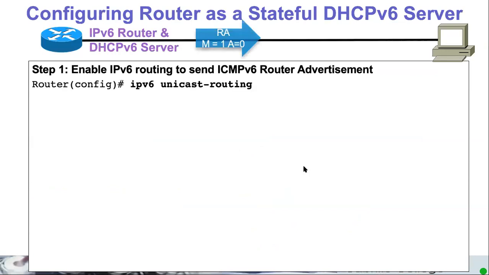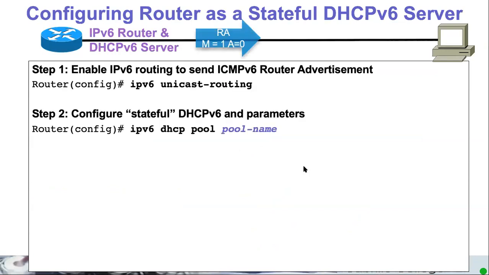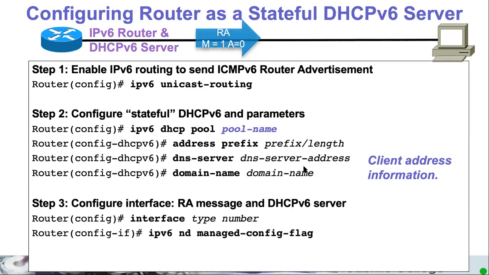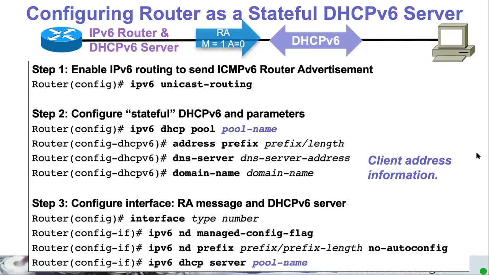Okay, so here are the commands, and we've kind of seen this in the previous video. Everything's kind of the same as the stateless DHCPv6, except for a couple of things that I'm going to point out. This command right here is what makes this pool, whatever the pool name is, stateful. Also notice that we've set the managed config flag to 1, and the A flag, we're going to set that to 0.